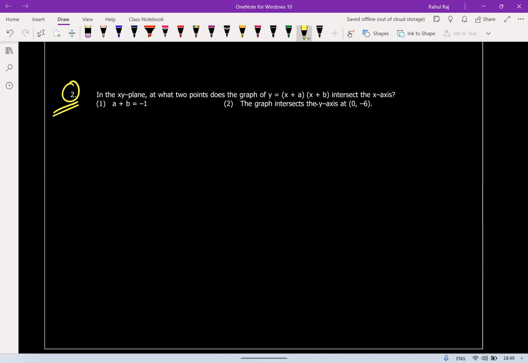It says in the xy plane, at which 2 points does the graph intersect the x-axis? To intersect the x-axis, it should be... So this is the graph. At what 2 points does the graph intersect the x-axis? For that, we have to ensure that y should be 0.